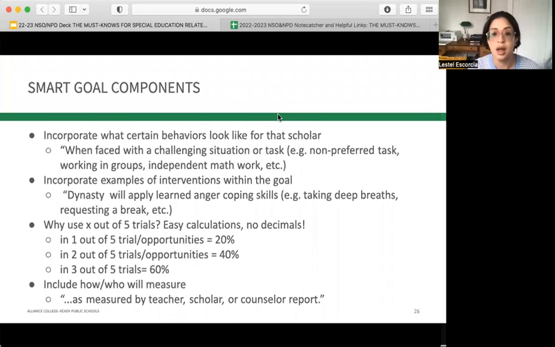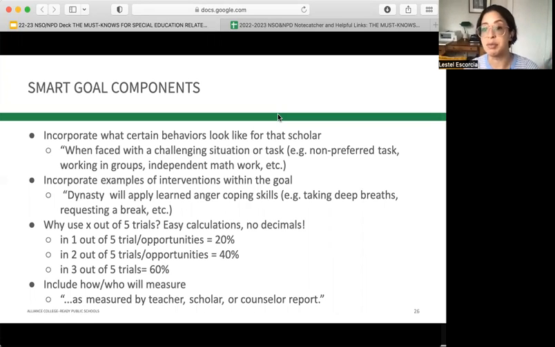All right, so these are the components that we want to make sure that we're including in the goal, like we want it to look something like this, right? So include what certain behaviors look like for the scholar. So, when faced with a challenging situation or task, and then include examples of what that could look like. Not every single example, but based on the present levels of performance, based on what's currently being seen as when the student might be experiencing their challenges that we're going to be focusing the goal on.